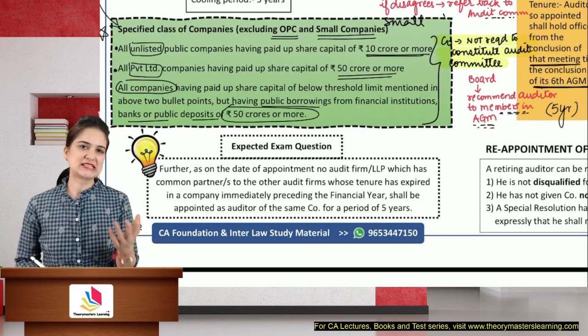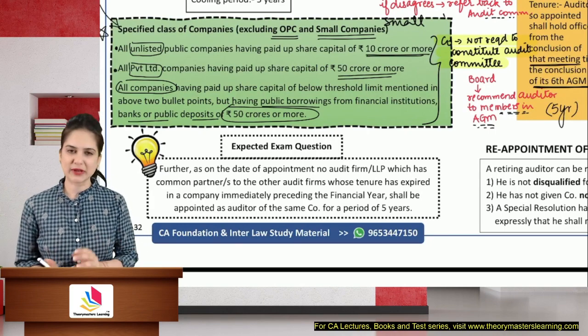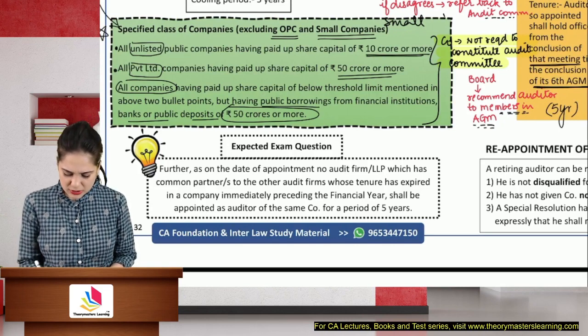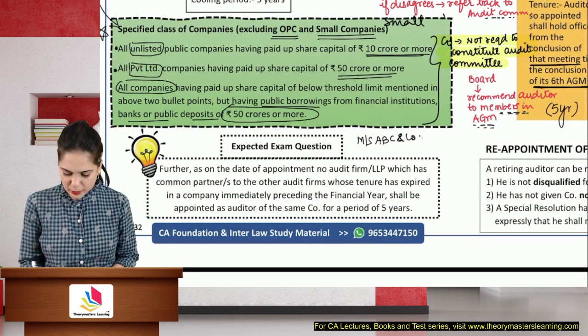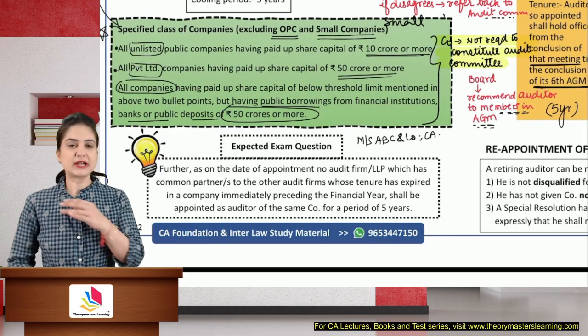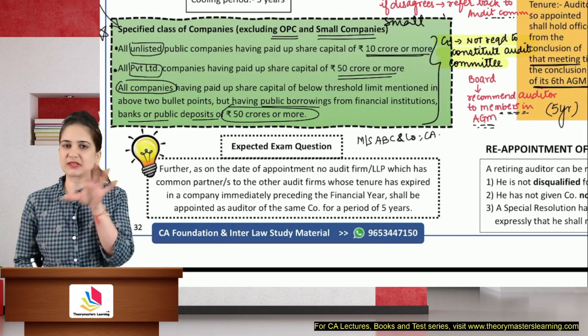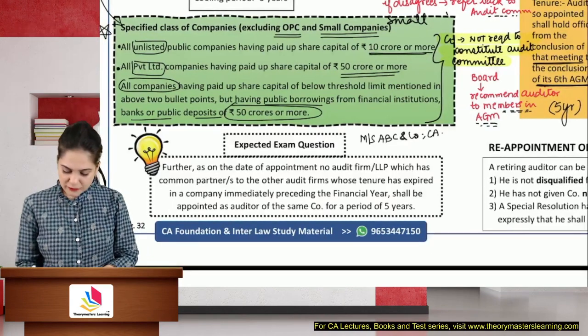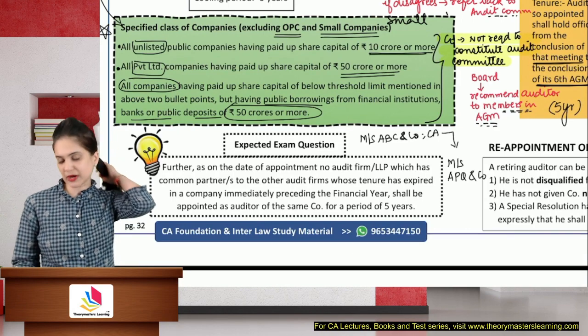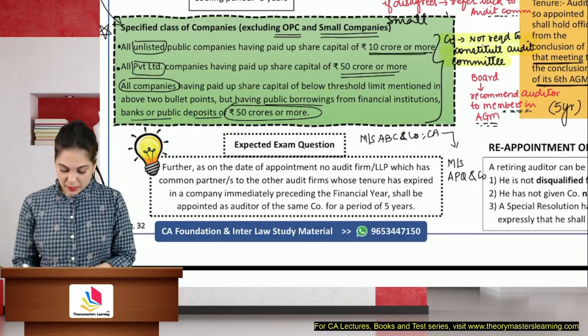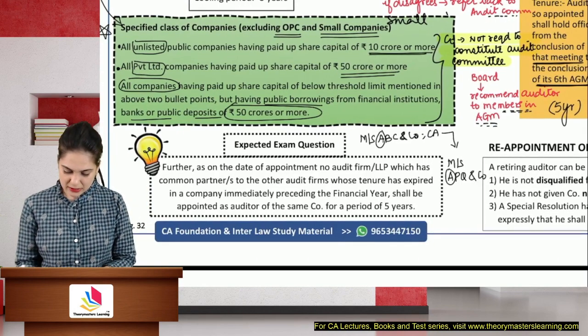Expected exam question. Yes, this is a concept on which I feel they can ask you an exam question. Suppose Messrs A, B, C and company, chartered accountants, are appointed as auditor of the company. Now they have completed two terms of 5 years each. Now we want to appoint Messrs A, P, Q and company, chartered accountants, as the auditor of the company. In this case, Mr. A is a common partner.